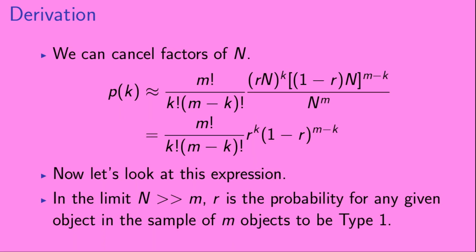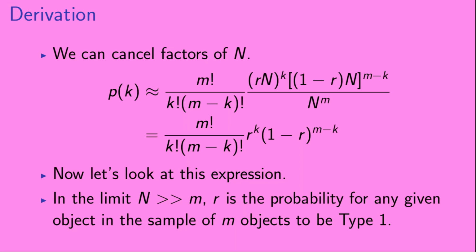Okay, so now we can cancel the factors of n. In the numerator we have k factors of n, and then we have m minus k factors of n. That just adds up to m factors of n, which is exactly what we have in the denominator. So those cancel out. What we're left with is that p of k is approximately equal to m factorial over k factorial (m minus k) factorial, r to the k, (1 minus r) raised to the power of m minus k.